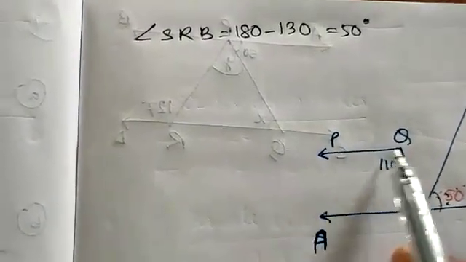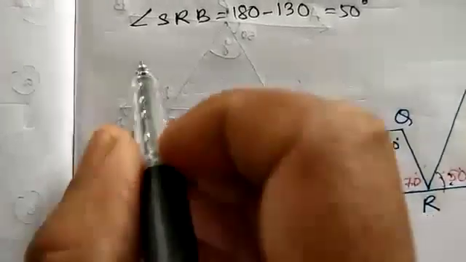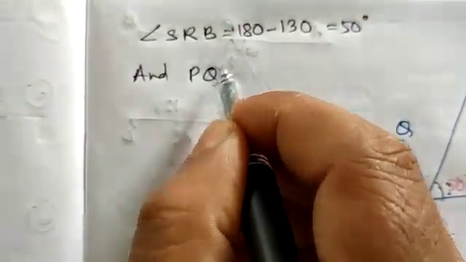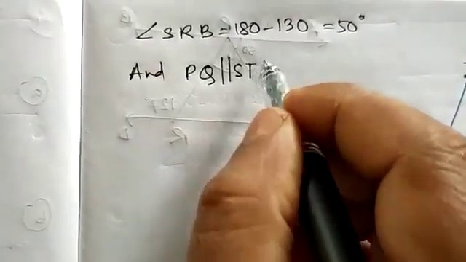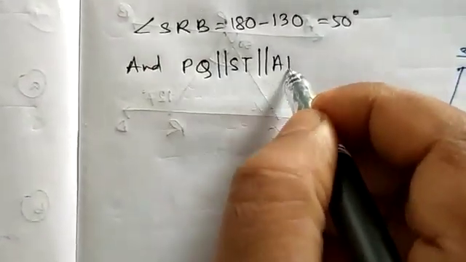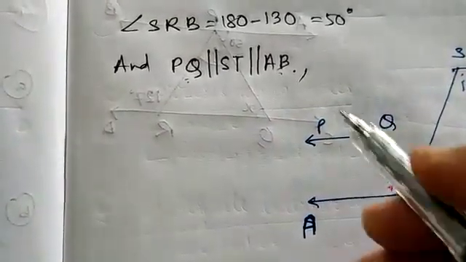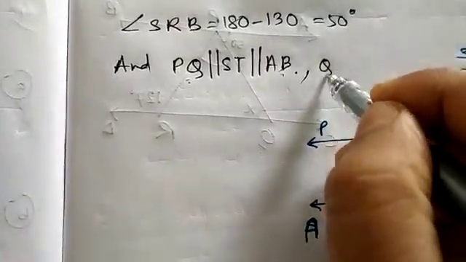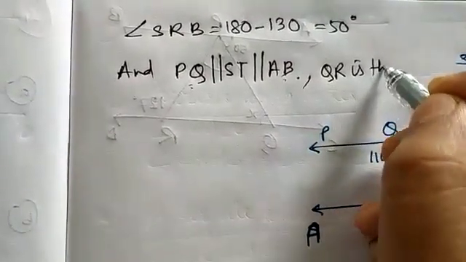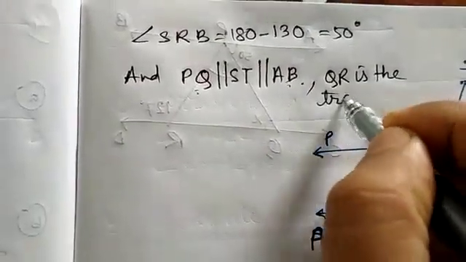Let's follow exactly the same process for the next one. Again PQ is parallel to ST, and ST we have taken parallel to AB. Ultimately these two also became parallel. And what is the transversal now? QR is the transversal.